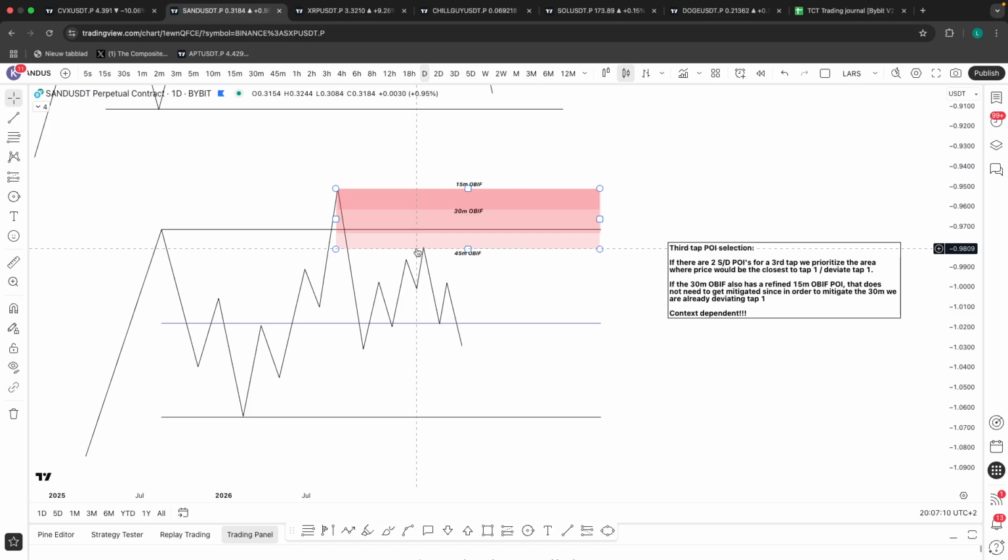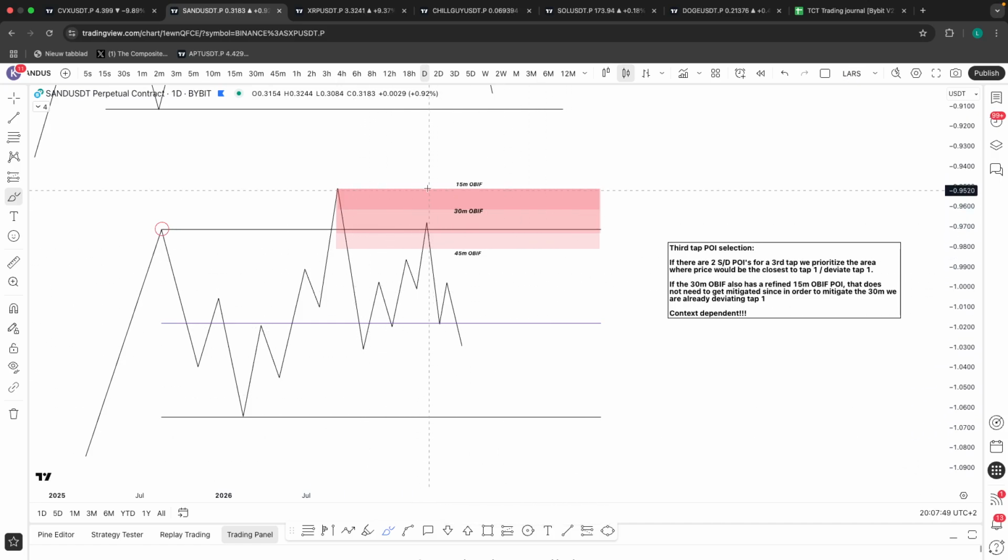Now, if price comes towards the 30-minute order block and it has a refined POI of the 15-minute block, the 15-minute block does not need to get mitigated, since in order to mitigate the 30, we are already deviating tap 1 right there. So see the deviation of tap 1 as your extreme. If your third tap already deviates tap 1 and mitigates supply in here, you should not care about there still being a refined block higher.